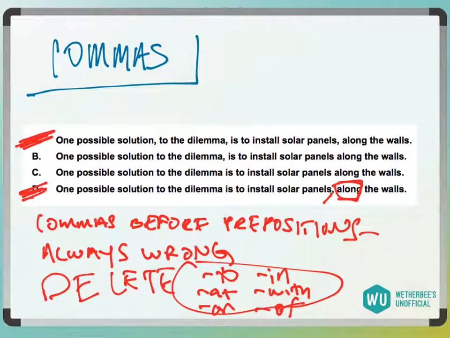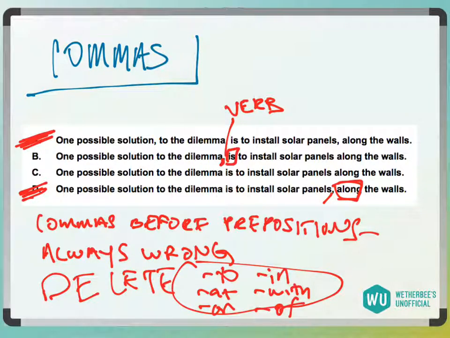So D is out. Then between B and C, we have one possible solution to the dilemma, comma, right? The difference between B and C is there's a comma in front of this word right here, is, and C doesn't have that comma. And in this sentence, the word is the verb. And if you have one comma in a sentence, don't ever place it right before your verb, because you'll never have an independent clause, right?